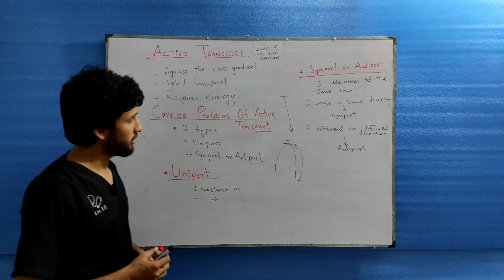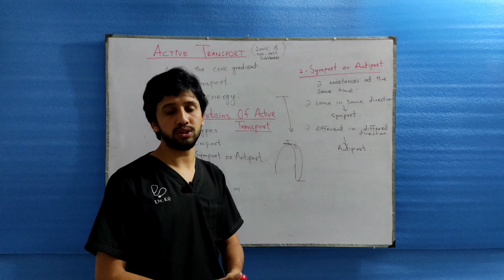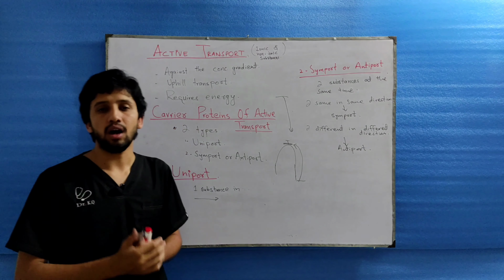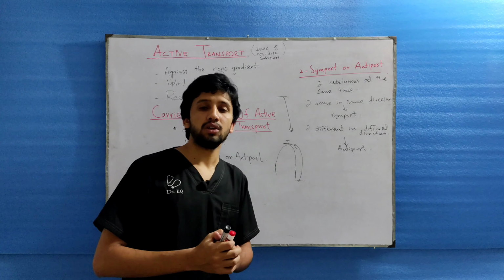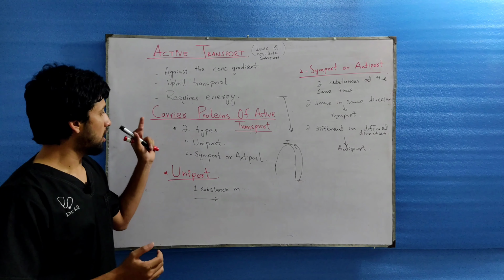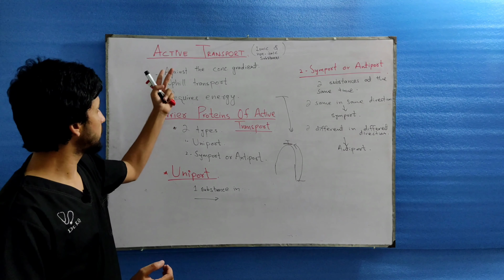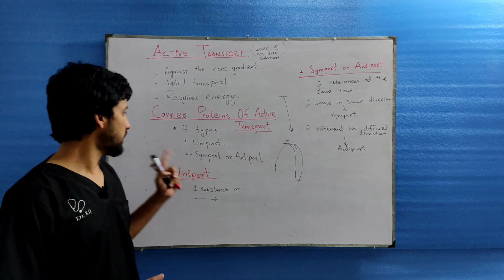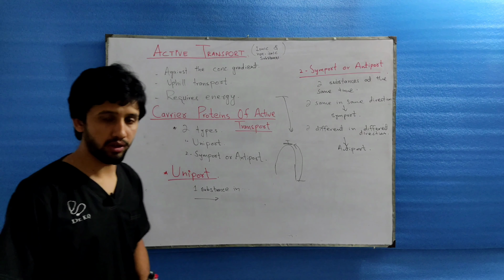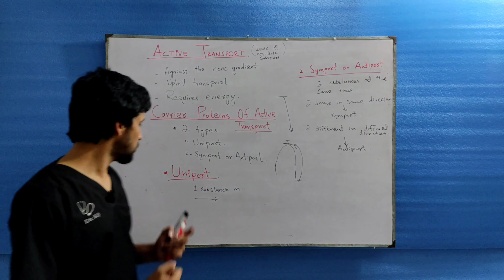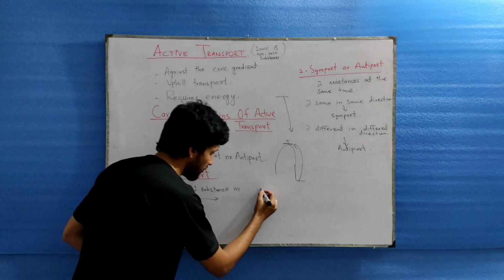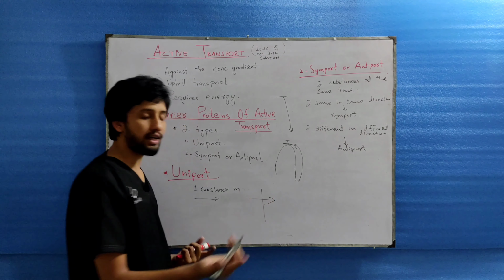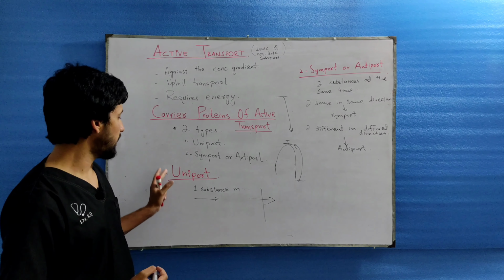So what are the different carrier proteins of active transport? In facilitated diffusion, there is diffusion through the lipid membrane, also through some of the proteins and carriers. So here are the carrier proteins for active transport. There are two types of carrier proteins. Number one is the uniport and the second one is the symport or antiport. Uniport means, uni means one, so it transports only one substance. These proteins carry only one substance, in only one direction. So that's why it is called uniport.